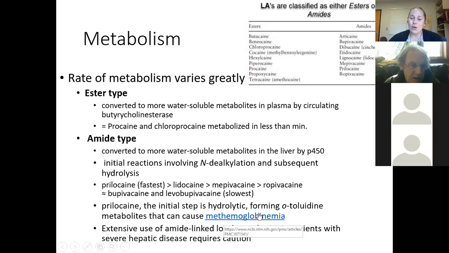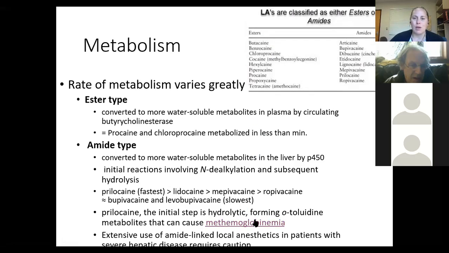methemoglobinemia. I kind of went a little crazy when I was putting together this slideshow, because these hyperlinks here are actually links to, let's say you've never heard of this disease state. If you click on it, I think I'm going to have to share my screen differently to be able to share this with you.